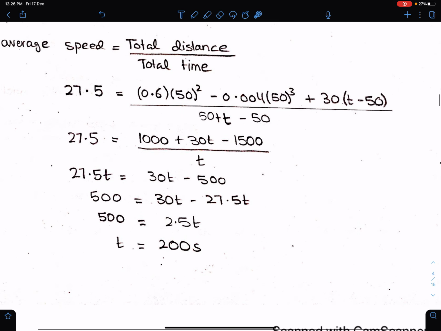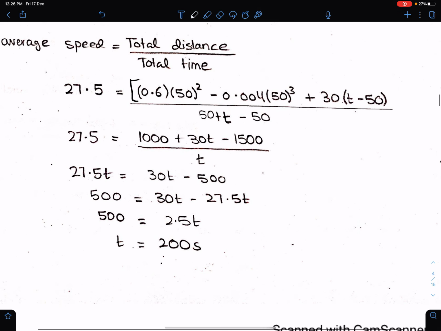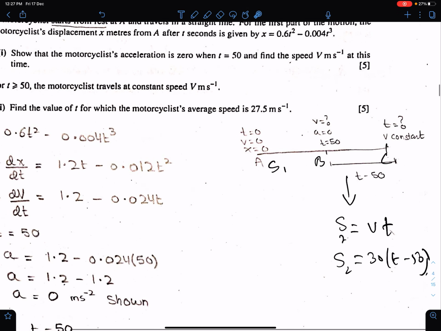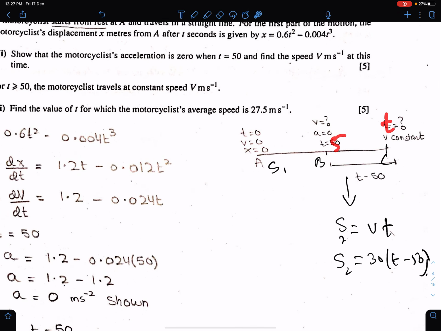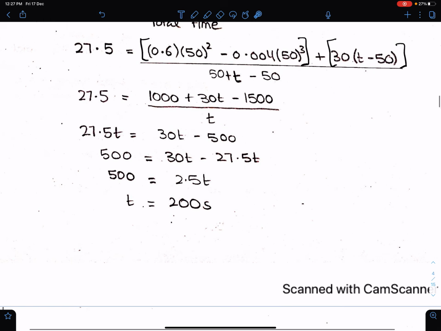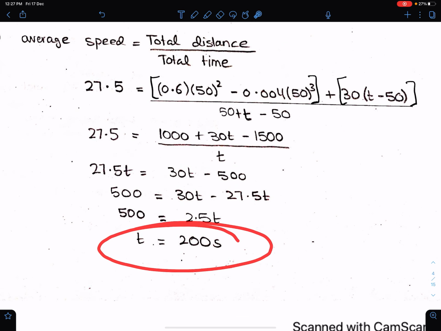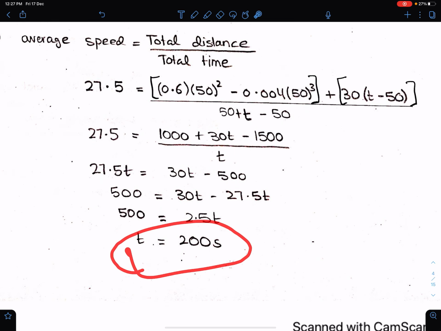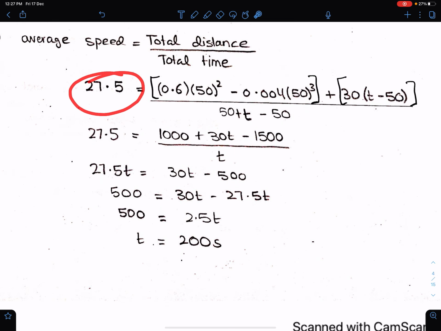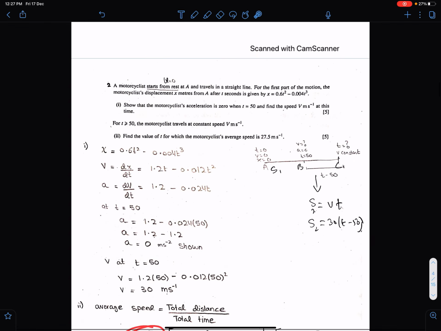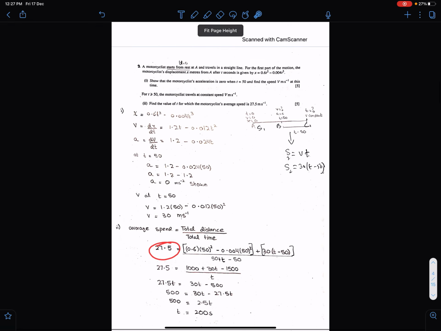So this is till t equals 50, and this is t greater or equal to 50, and total time 50 for this displacement, and for this t minus 50 time, this is t and this is 50, so this duration is t minus 50. This is here. When you solve this equation, you will get time, which is 200, when the average velocity is 27.5. You can check the solution again, and you can take a screenshot of the solution if you want.